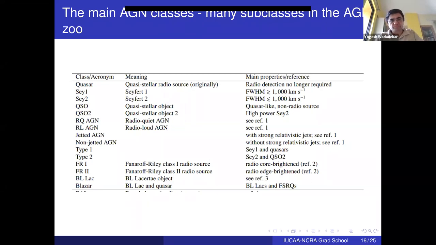So these are seemingly very, very different objects, but as we shall see later on in this course, there is a unification model which works reasonably well and gives us an opportunity to think of all of these objects in the AGN zoo as different manifestations of the same underlying physical phenomenon.